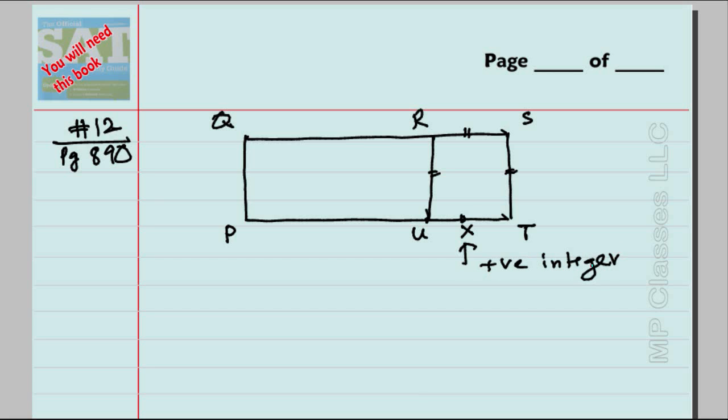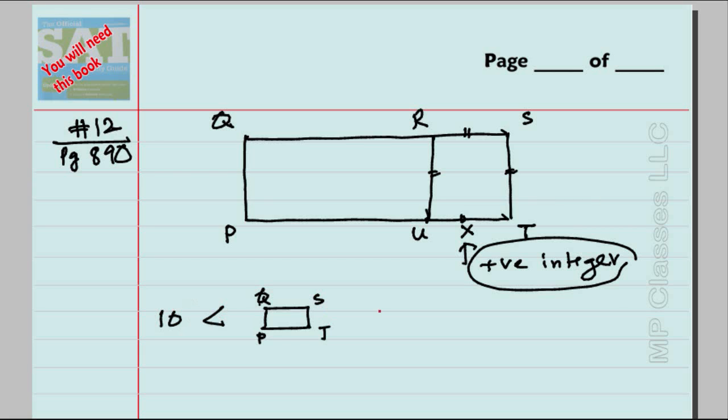And note that whenever this kind of information is given, and particularly it's a variable, the solution can be very efficiently found by plugging in one or two integers sensibly. If the area of PQST must be more than 10, so I'm writing here rectangle PQST should be greater than 10 and should be less than 30. That's where it should lie.